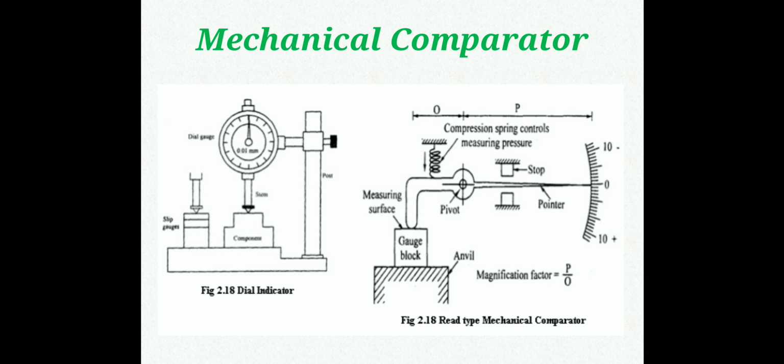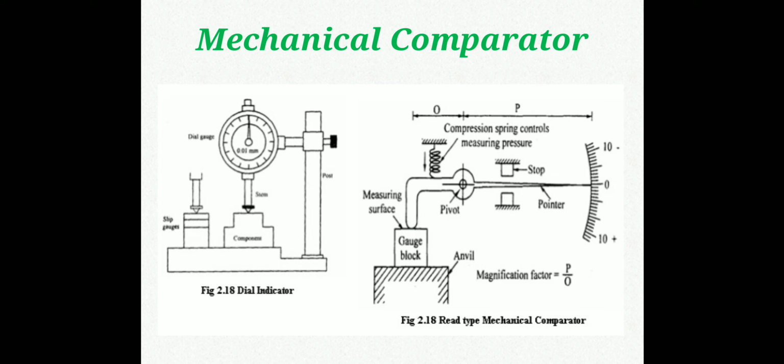Just see figure number 1. It shows the typical diagram of a dial indicator mechanical comparator. It is commonly used as a comparator. It uses a gear system together with a rack and pinion arrangement. Constant plunger pressure is given by a spring. Hairsprings are employed to eliminate play or backlash.